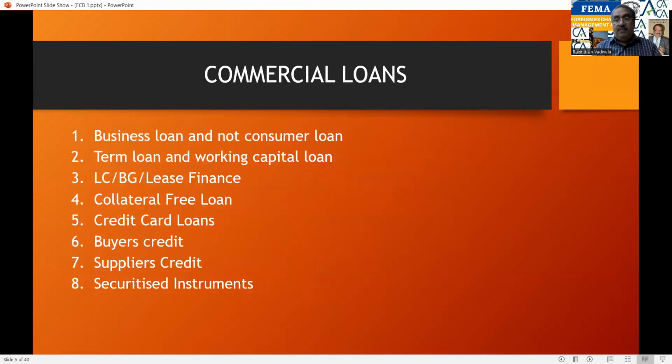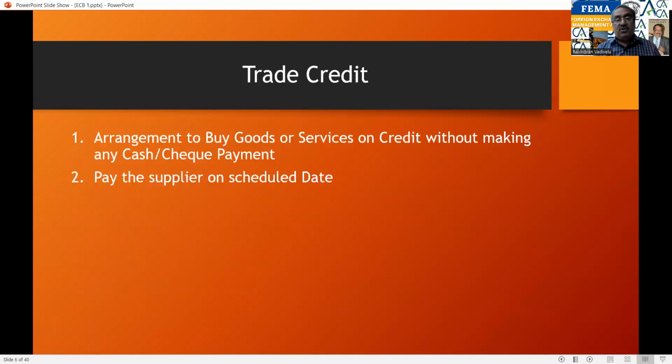What is a commercial loan? A commercial loan is a business loan and not a consumer loan. It includes term loans, working capital loans, LC, BG, lease to finance, collateral-free loans, credit card loans, buyer's credit, supplier's credit, and securitized instruments. These all come under the category of commercial loans. So for commercial loans, the recognized residents are eligible to get the money from recognized non-residents. This is the classification with reference to commercial loans.